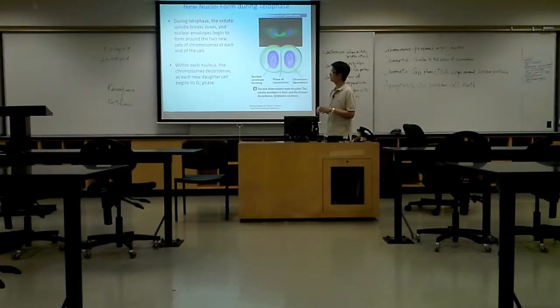So telophase, when you look at the cell under the microscope, looks like two cells connected to each other. When you have two cells connected to each other, then it is telophase. Or you may see one big cell has two nuclei. If you see one big cell has two nuclei, then it is also telophase.